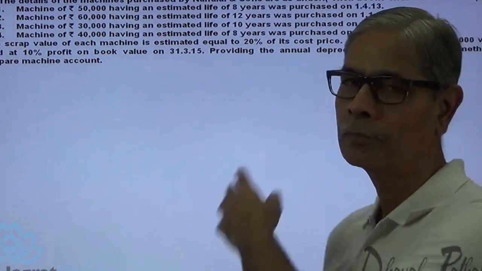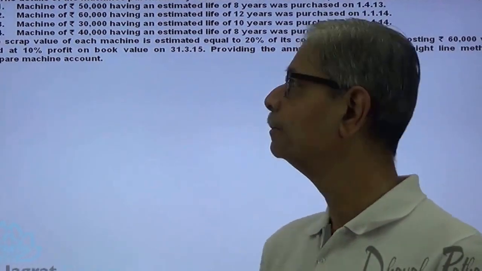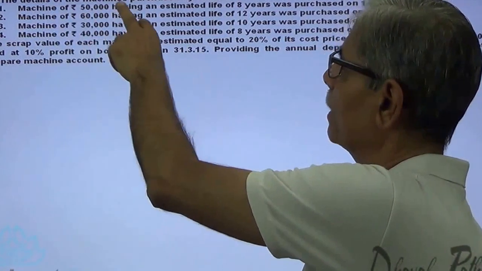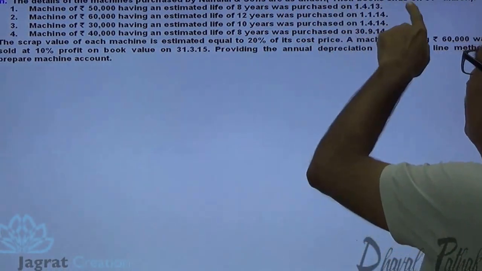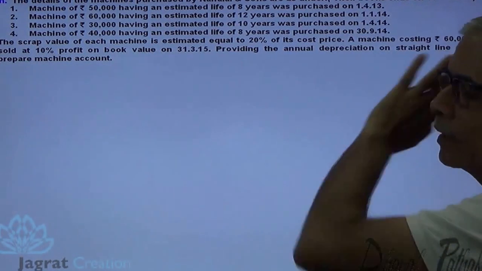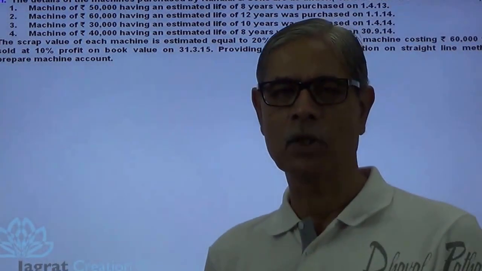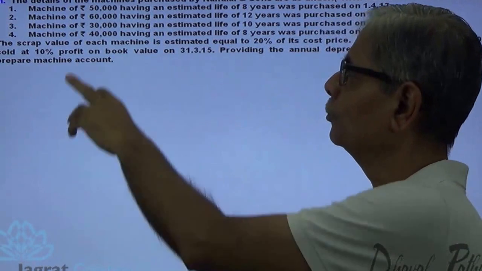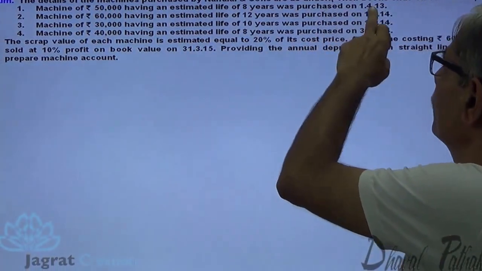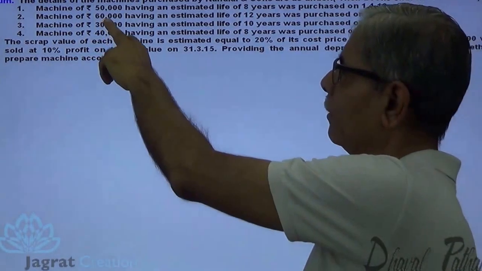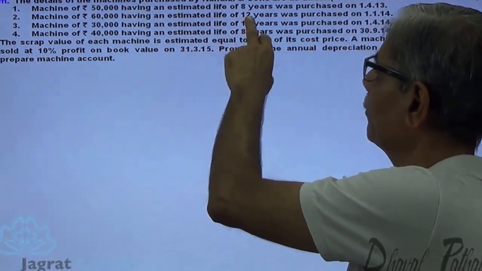Just observe the sum on the screen. I read for you. The details of machines purchased by Nanalal and Sons are as under. The accounting year ends on 31st of March. Machine 50,000, estimated life 8 years, purchased on 1/4/2013. 60,000, estimated life 12 years.